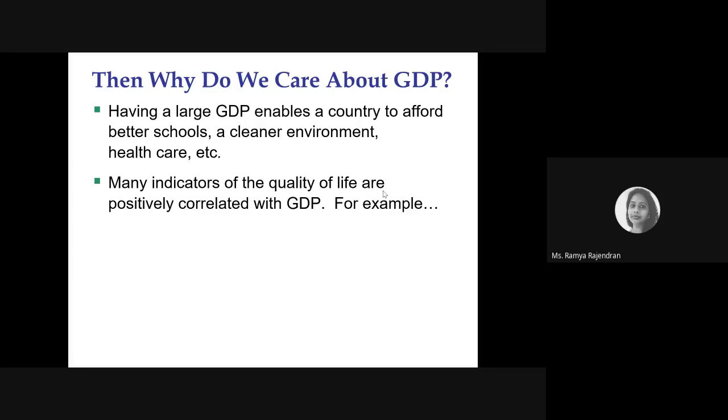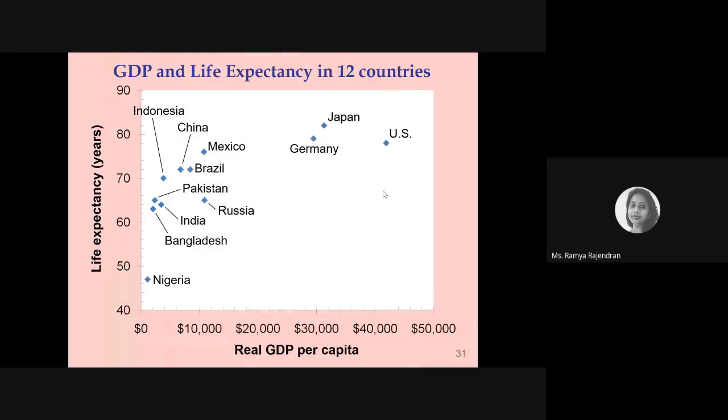With good GDP, we are able to afford better schools. Yes, we can't say how the education system is doing, but we are able to provide better schools, a cleaner environment, and good healthcare for everybody, from kids to the aged. Okay, so many indicators of quality of healthcare are positively correlated with GDP, but you can't say that with good GDP all the quality of life indicators are going well. Okay, so we have a few factors of quality of life mapped with GDP here.